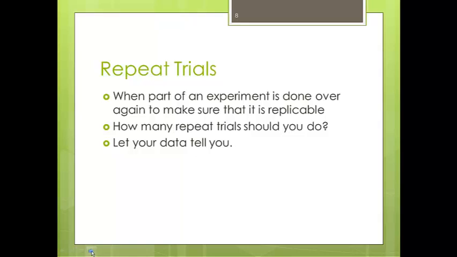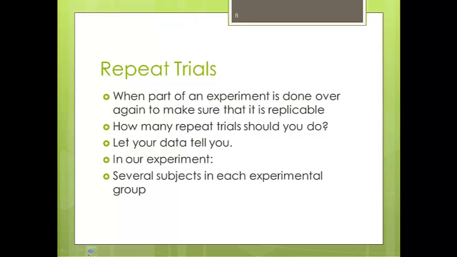So it's always good to look at your data. However, time and money also dictate how many repeat trials you can do. In our class, most experiments we do will do 3 repeat trials. In this experiment with heart rate, repeat trials would be when you have several subjects in each experimental group. In other words, you have maybe 10 people that run 100 meters, 10 people that run 200 meters, and 10 people that run 300 meters. And each of those people within a group would be repeat trials of that same distance.